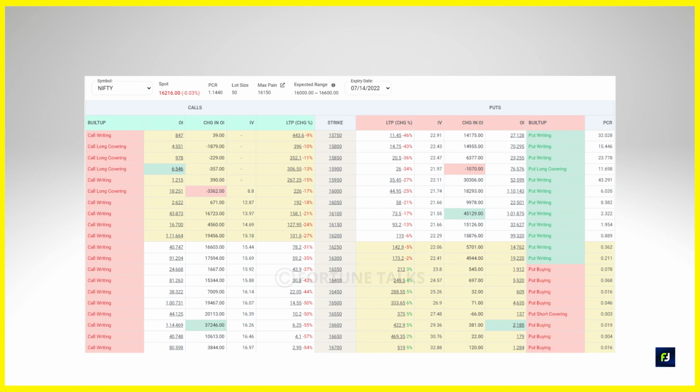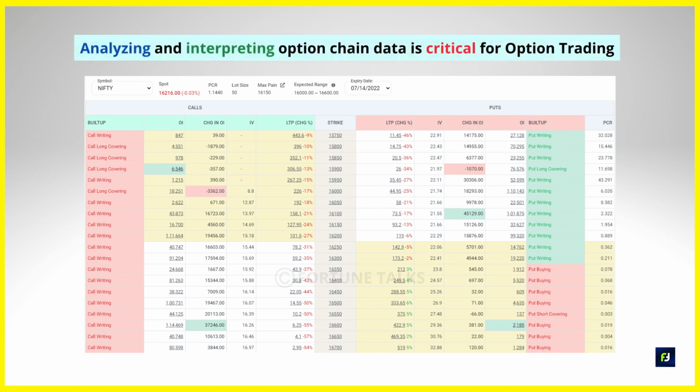Understanding how to analyze and interpret option chain data can help you better your chances when it comes to identifying trade opportunities and also to take only convincing trades that have a higher probability of success. So with that idea in mind, this video will cover the following topics.